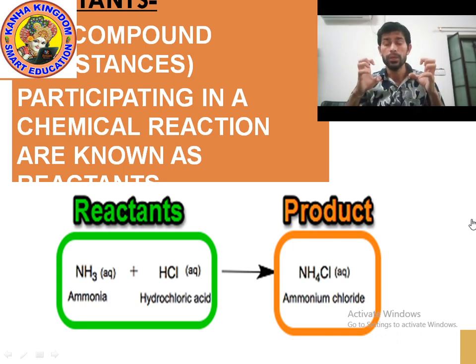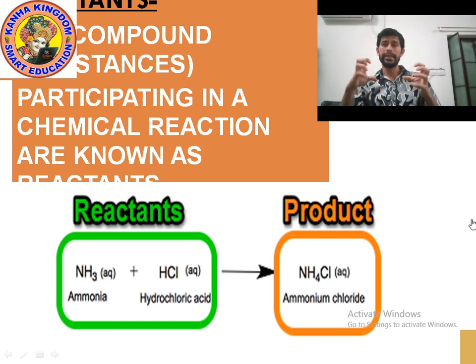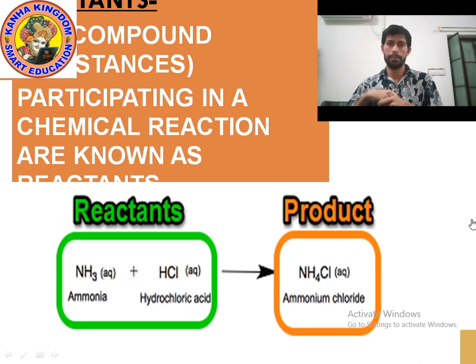Yes. Those compounds which react to each other. When one substance is added into another, or by means of heating, cooling, anything, they form a new substance. As you can see in the example, when NH3, ammonia, is added to hydrochloric acid, both give a new chemical, that is NH4Cl, ammonium chloride.